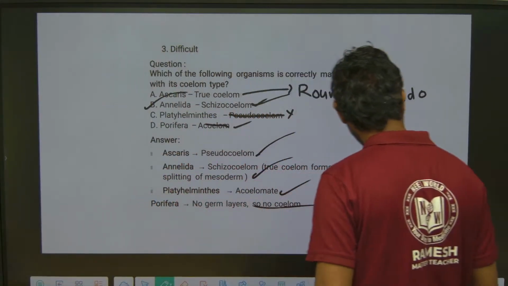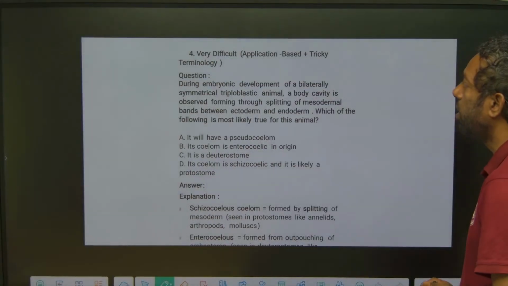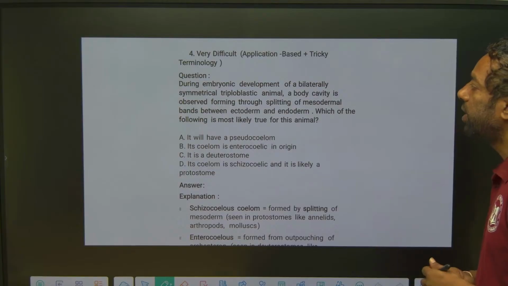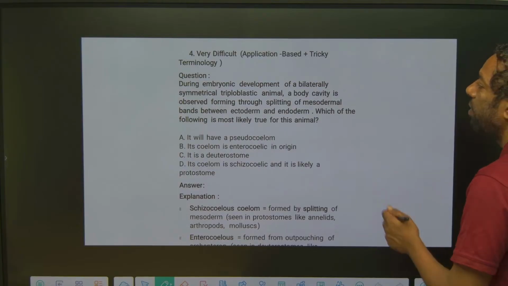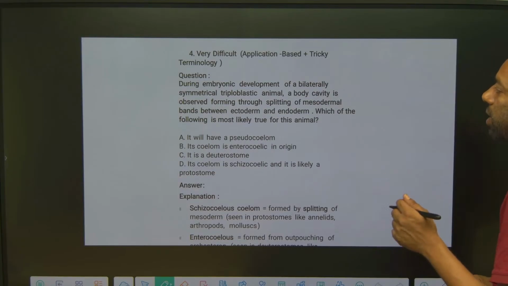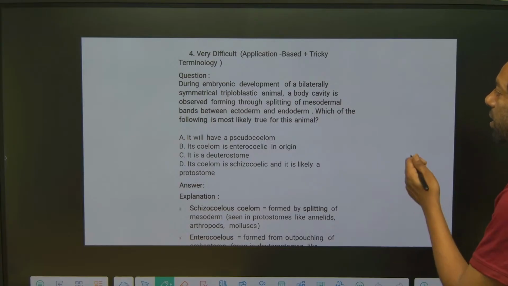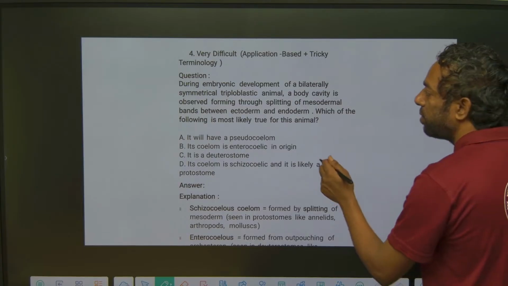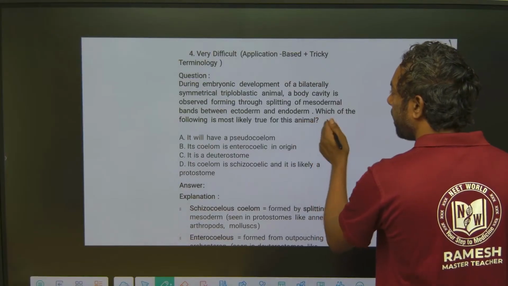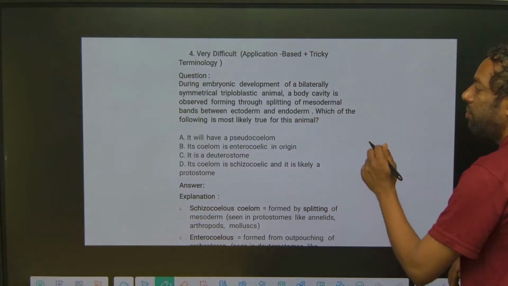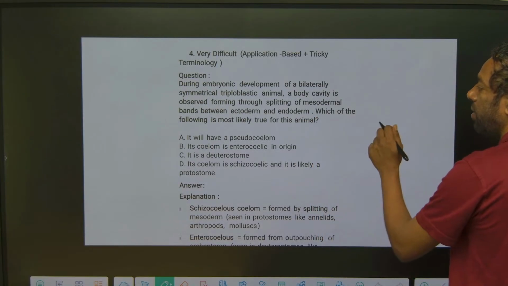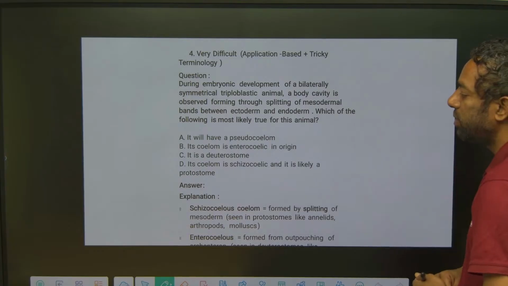Yeah, the next question. Very difficult, application oriented. During embryonic development in a bilaterally symmetrical and triploblastic animal, the body cavity is observed forming through the splitting of mesodermal bands between the endoderm and ectoderm. Which of the following is the right answer?